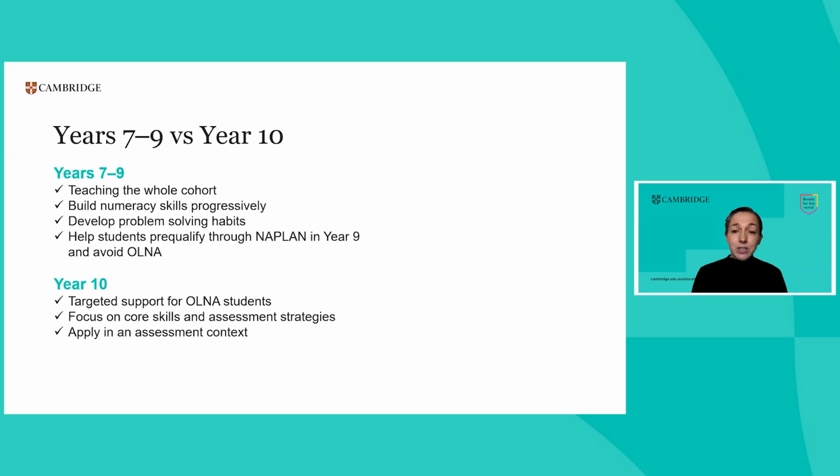By year 10, that shifts. Teachers know which students are working towards OLNA. In the print, we referred to OLNA directly, where we haven't done that in years 7 to 9, where we just talked about numeracy. We reinforce the foundation skills and we build assessment strategies in year 10. So the overall structure reflects that development, building up through years 7 to 9 and then resetting to the essentials in year 10 and applying them in an assessment context.